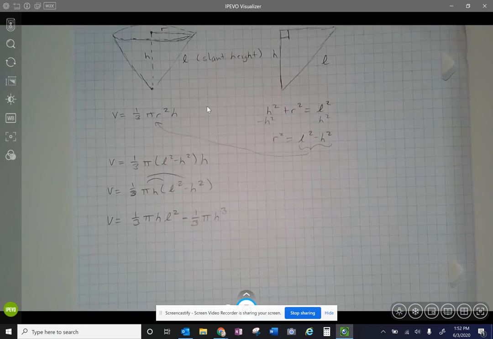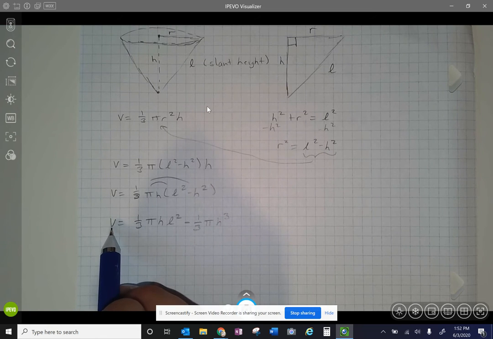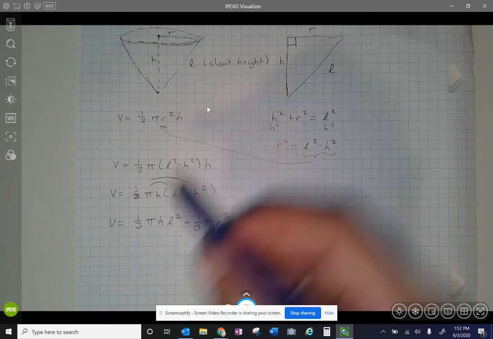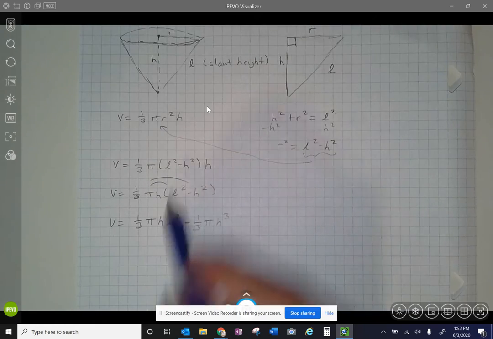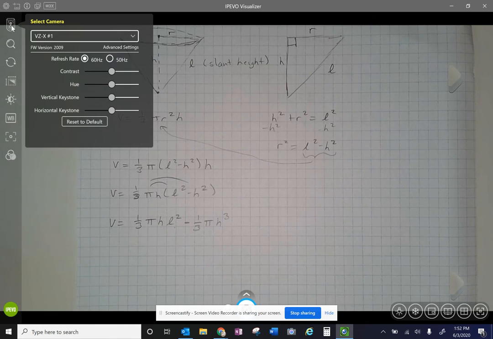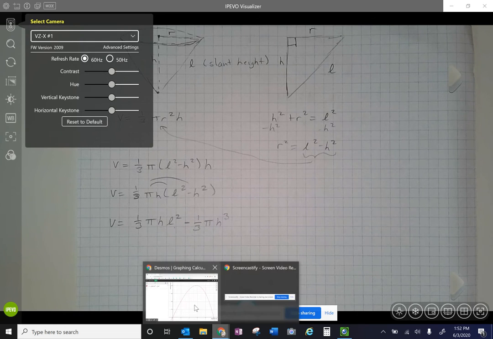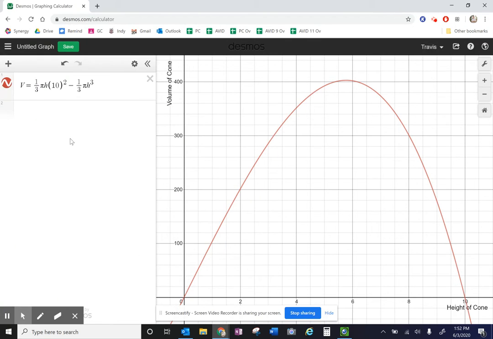And I get this equation here. Now I'm going to graph this and show you what this means. This is my volume given in terms of the height and the slant height. Because the slant height is a constant, in this graph I put in 10 for the slant height, just so we can come up with a visual.